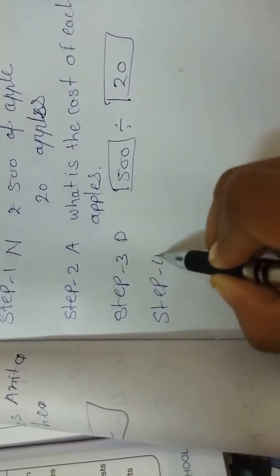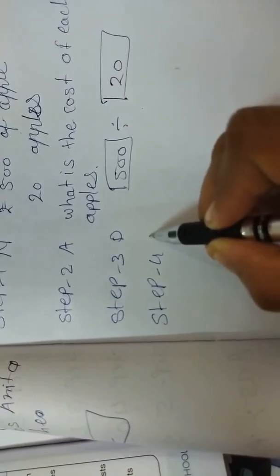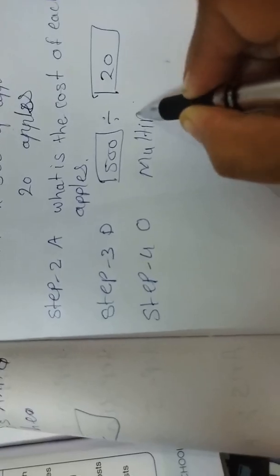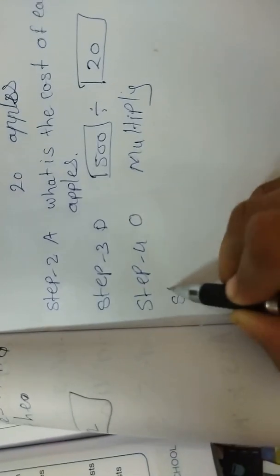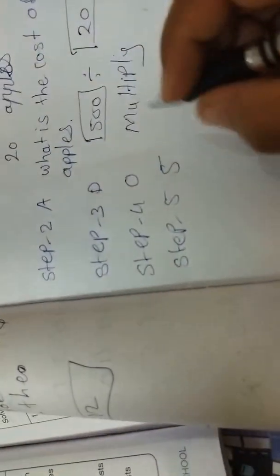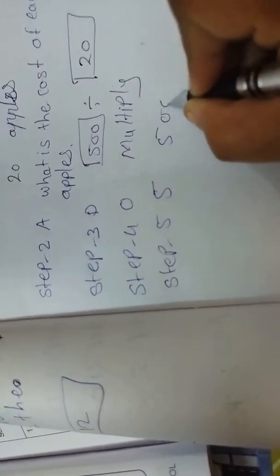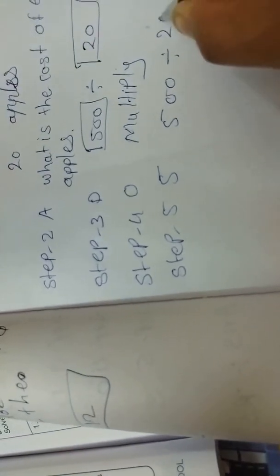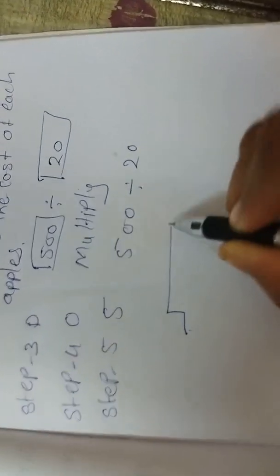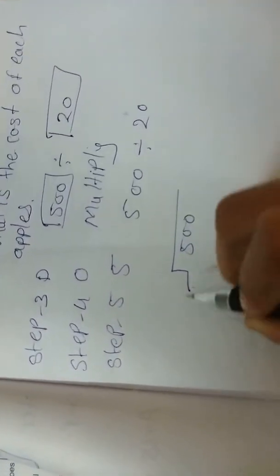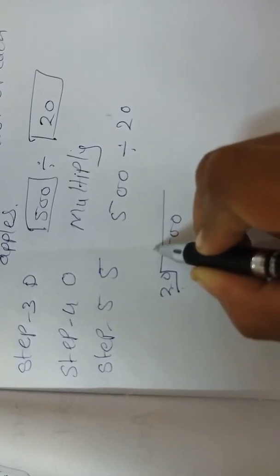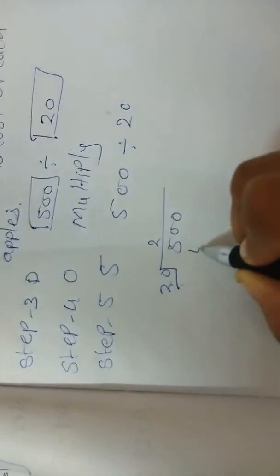Step number 4, the operation. So here we have to use divide. Step number 5 is the solution. So 500 divided by 20. 2 fives are 10, 2 twos are 4, 40 is there.